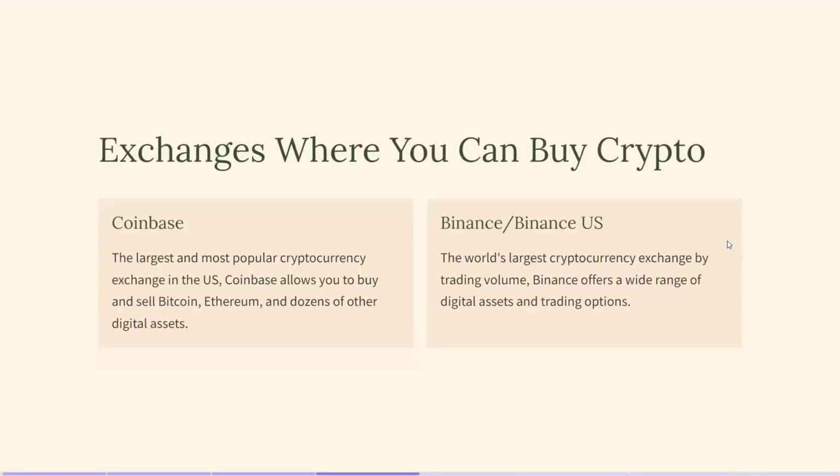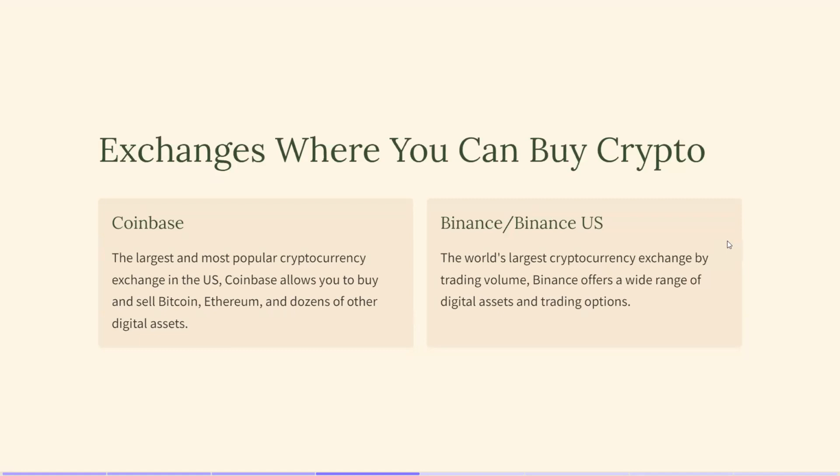The first place that I ever bought crypto was Coinbase. So I think that's a very good place for beginners to start. And then another exchange is Binance or Binance US. They recently got into a little trouble, so it's a little different now, but Binance US is still a good place to buy and sell cryptocurrency. However, you may need to use Coinbase alongside it.